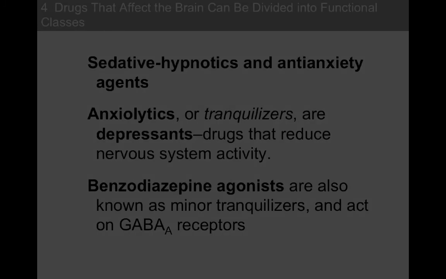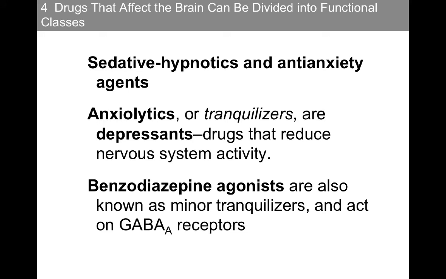Now we're going to move to our final topic, which is sedative hypnotics and anti-anxiety agents. Anxiolytics or tranquilizers or depressants are drugs that reduce nervous system activity. So these are going to be used for people suffering from conditions like anxiety. Now, benzodiazepine agonists are also known as minor tranquilizers, and they act on GABA A receptors. GABA stands for gamma aminobutyric acid. We're going to call it GABA.